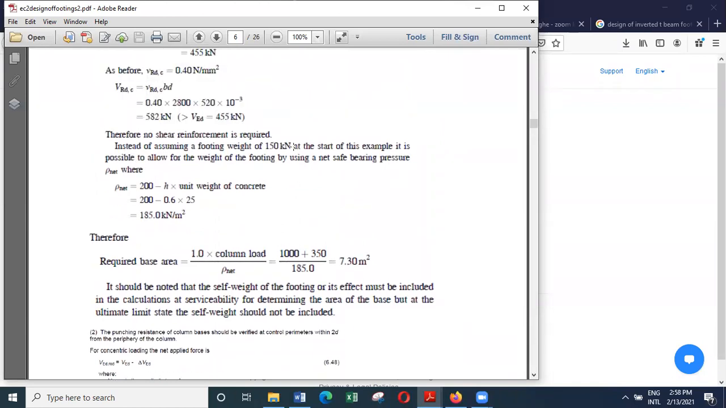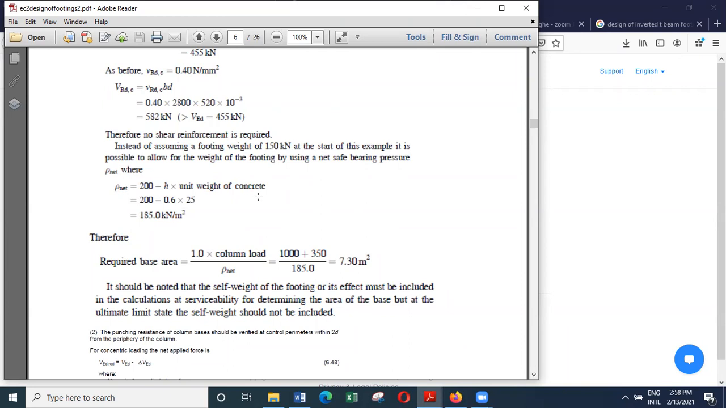So instead of assuming a footing weight of 150 kilonewtons at the start of the example, it's possible to allow for the weight of the footing by having a net safe bearing pressure, or net bearing pressure. For that, we can reduce the bearing capacity: 200 minus height of the base multiplied by the unit weight of the base. So you can see 200 minus 0.6 times 25 gives a value of 185 kilonewtons per meter squared.